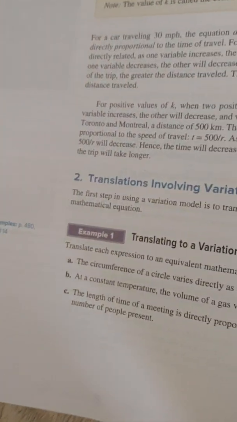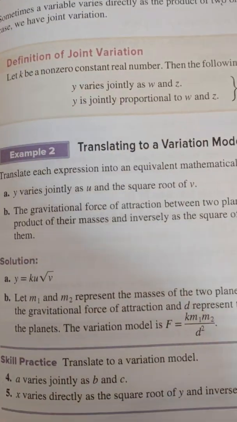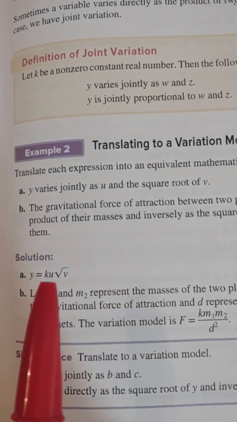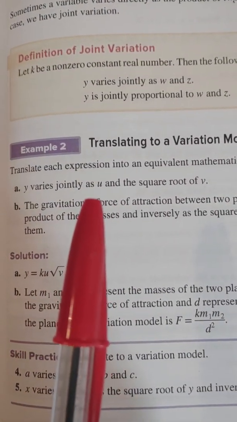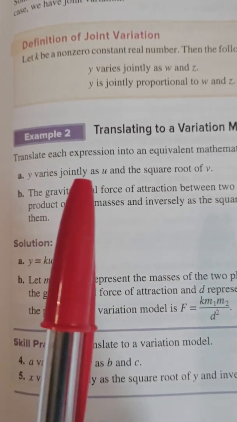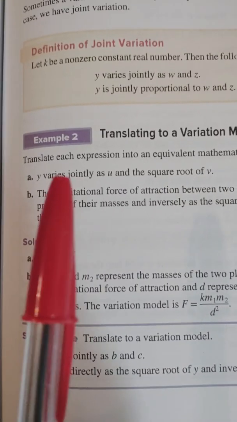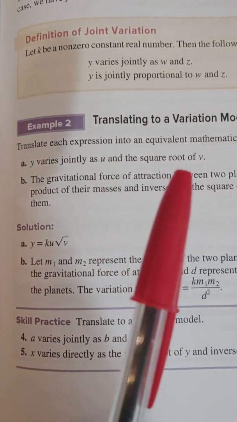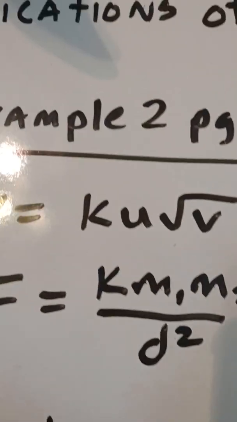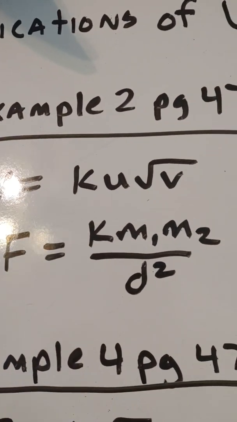We talk about joint variation. Here's a couple of joint variation problems. This is example 2 on page 475. It says y varies jointly as u and the square of v. So y jointly, meaning direct, u v squared. So that's what we have here: y equals k u v squared.